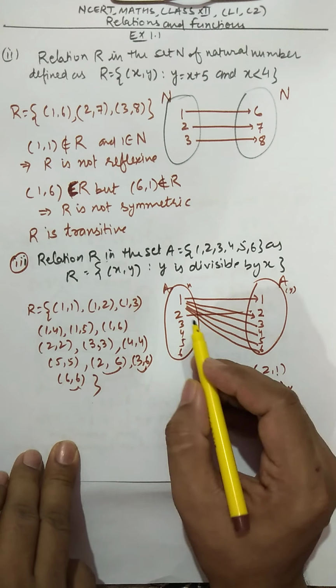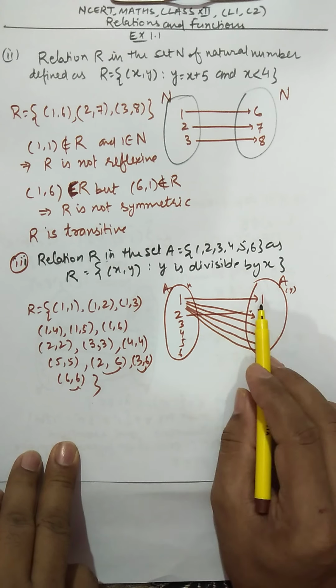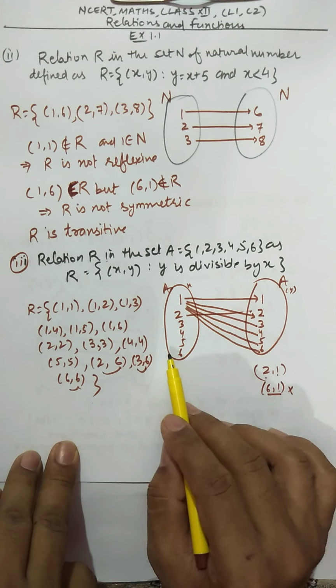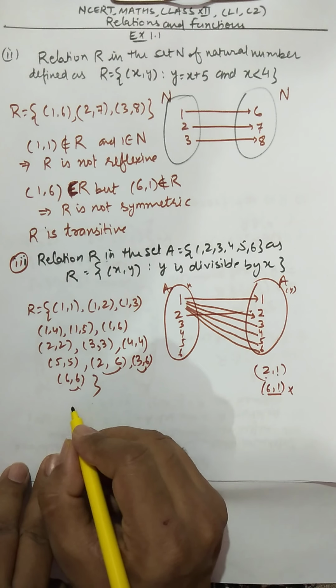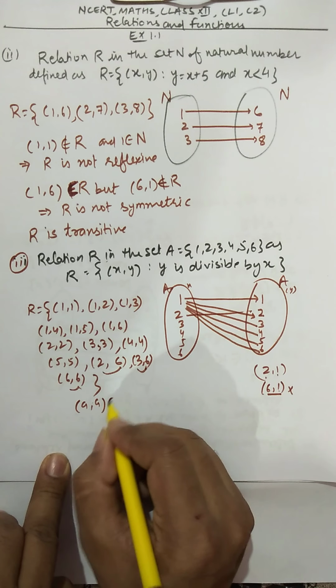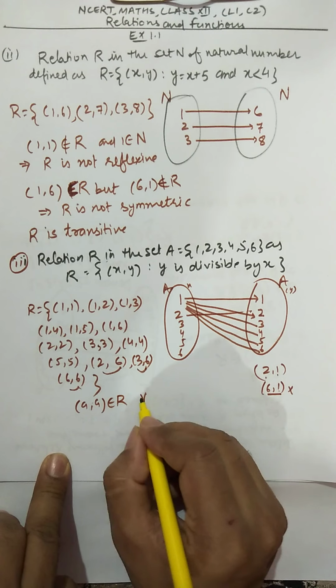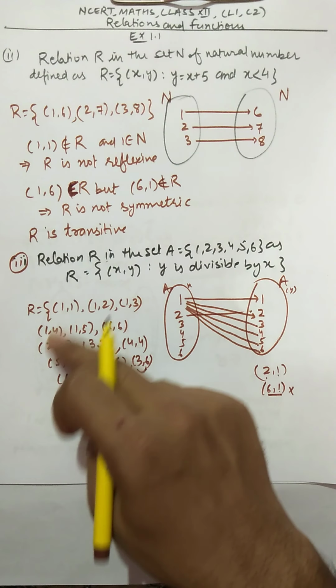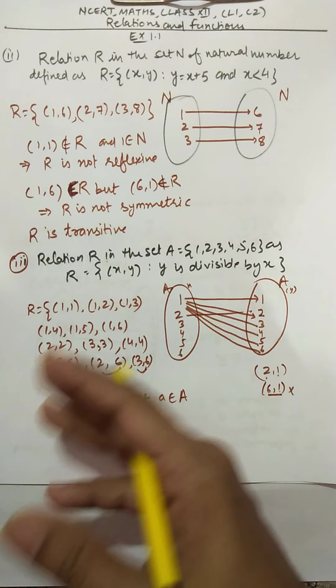So you can see that (1, 1) is there, (2, 2) is there, (3, 3) is there, (4, 4) is there, (5, 5) is there, (6, 6) is there. So we can say that (a, a) belongs to R for all a belongs to A. So it's clearly visible once you write the roster form. This is very much clear.